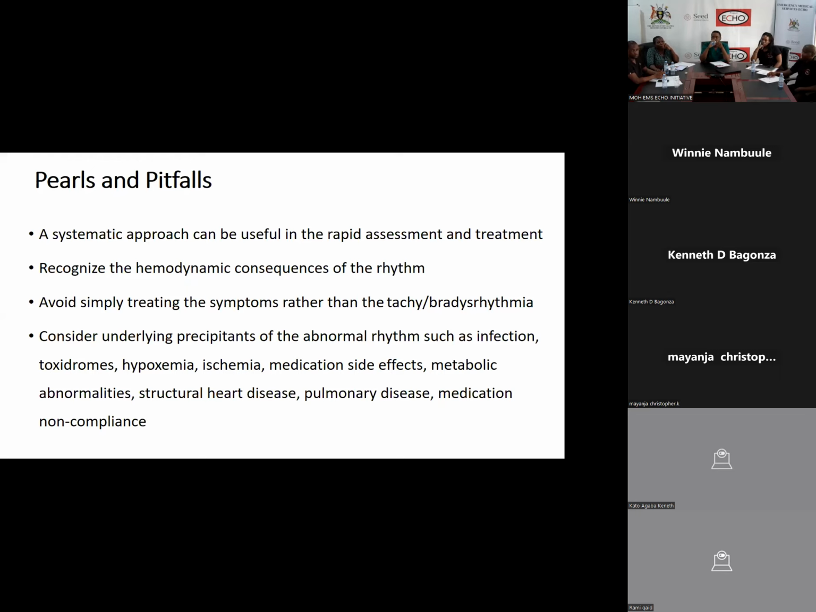And don't take any patient you see with a tachy or a bradyarrhythmia for granted. Always give them the benefit of the doubt, even when they come to you and they seem asymptomatic in that moment, because there is usually a reason why they've come to the hospital. With that, I'll stop there.